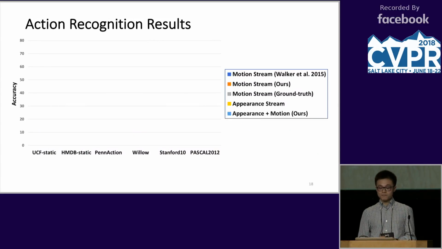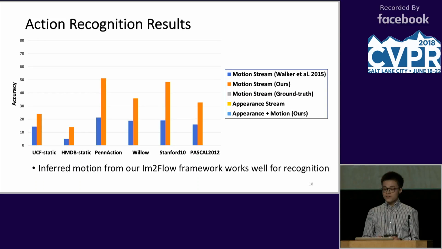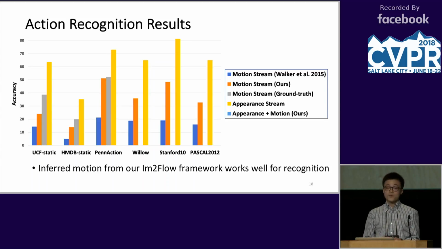Let's see the results. This is the result of the baseline method. The predicted motion works poorly for recognition. And this is the result of our method. The inferred motion from our im2flow framework performs much better. Here is the performance using ground truth motion. Our motion stream performs even closely to ground truth motion in some cases. And this is the performance of the appearance stream. It is trained on the original reliable static images and performs better in terms of the single stream performance.